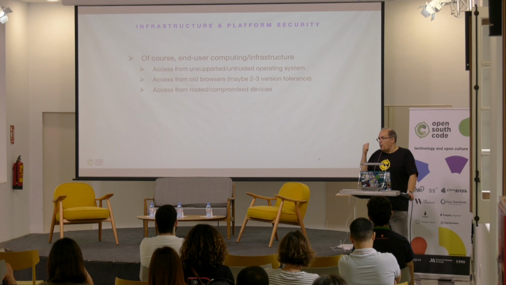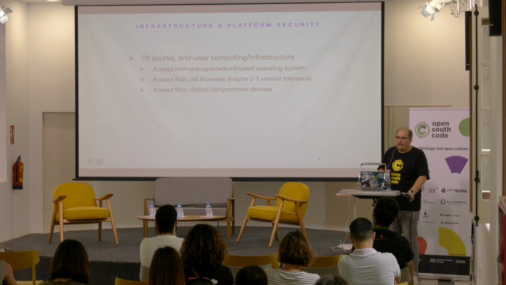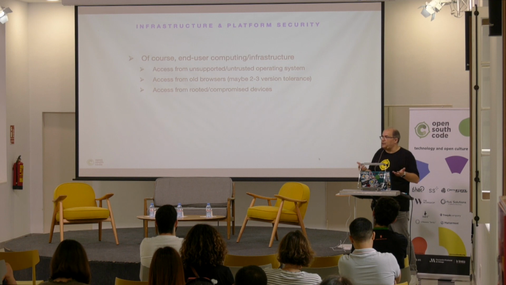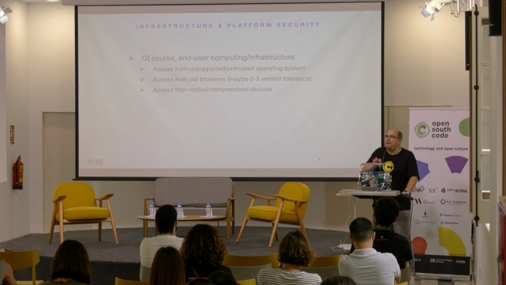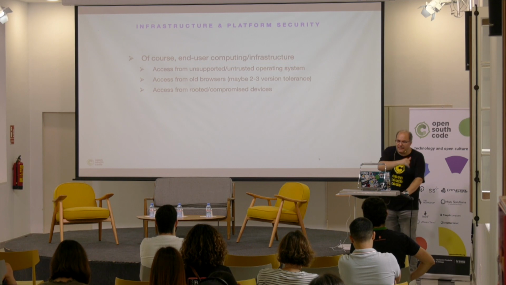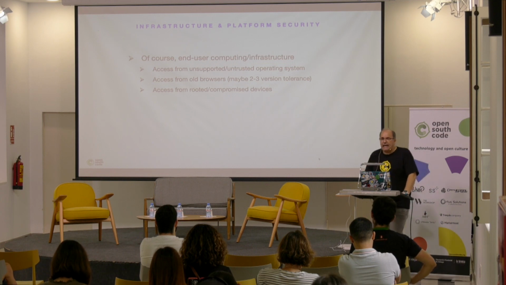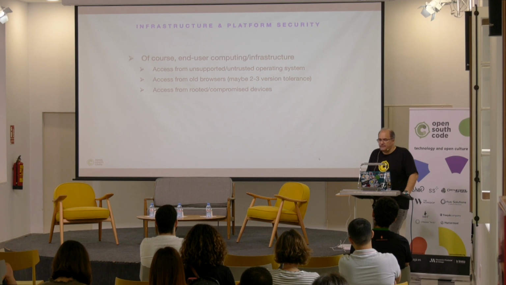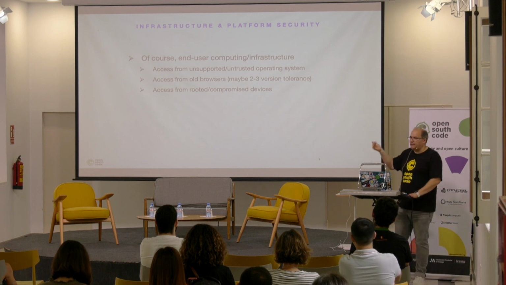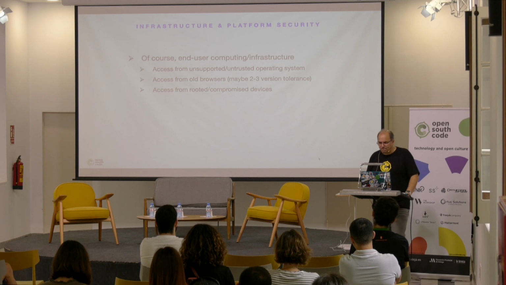It should mean blocking access to your application from all browsers that have known vulnerabilities, so you cannot ensure that your application is not going to be abused. Maybe you give 2-3 versions of tolerance, especially for browsers that are mostly every week producing patches, but you need to have that policy in mind. And your application needs to have this, not just as an afterthought, but by design. And the last one, I think, is probably the most obvious of the three, which is blocking the access, for example, from a rooted or compromised device, okay? So all these things are also part of DevSecOps as well.